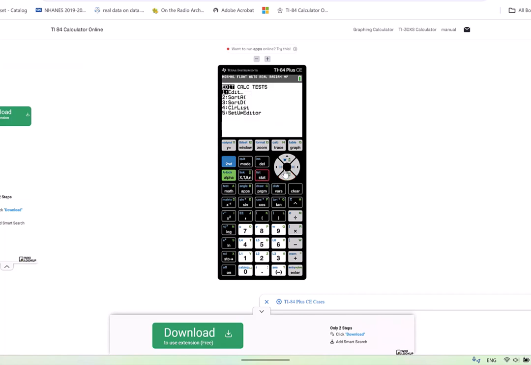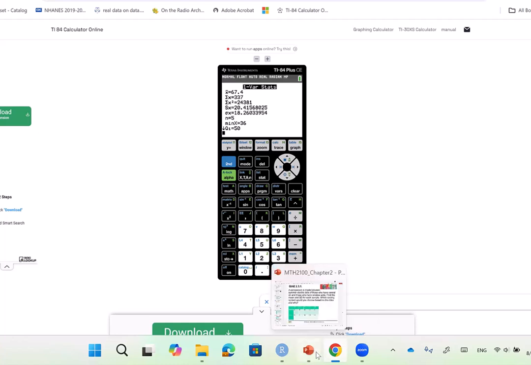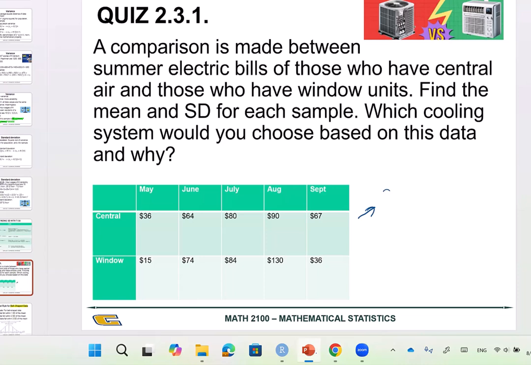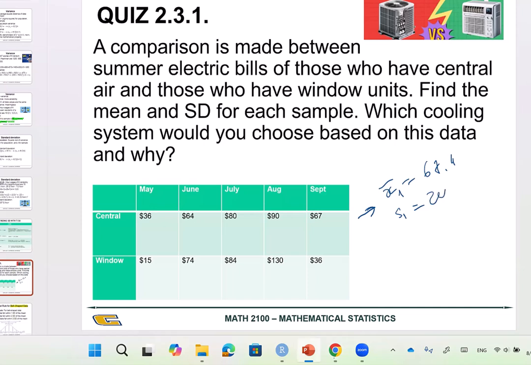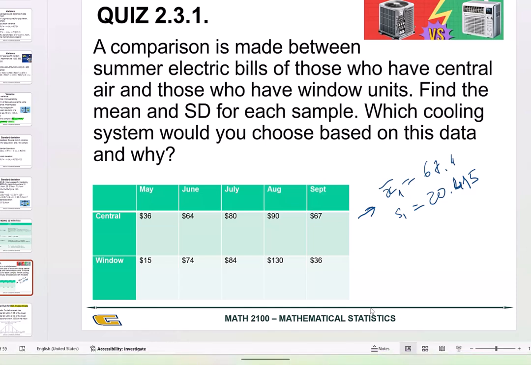So now we do start here. We do edit again. Oh, I'm sorry, start. We will do the one-variable statistics. Let's do it for L1, the central air. What will it give us? The mean is 67.4 and the sample standard deviation is 20.416. So for central we put x̄1 here, and S1 is 20.415, rounded up. If you keep three decimals, it will be 20.416.